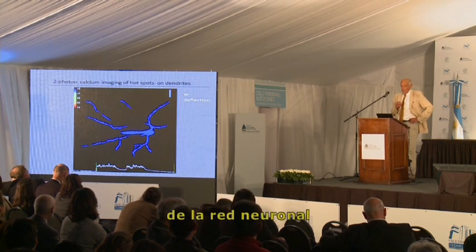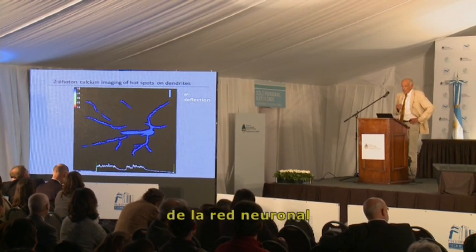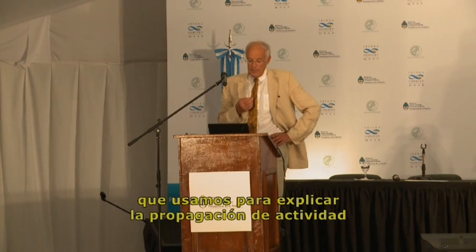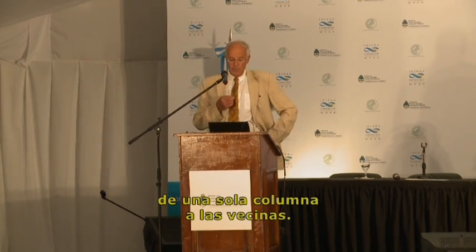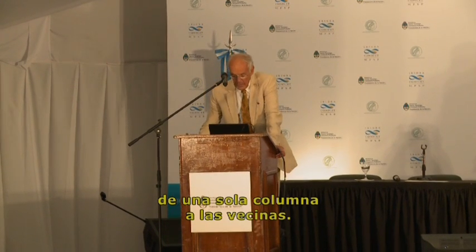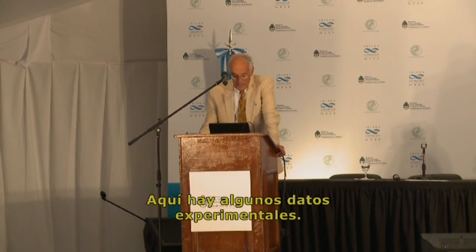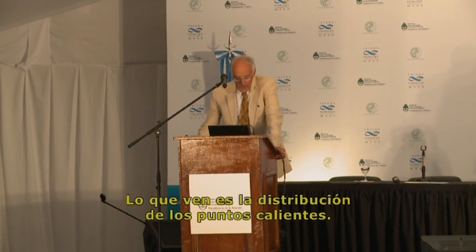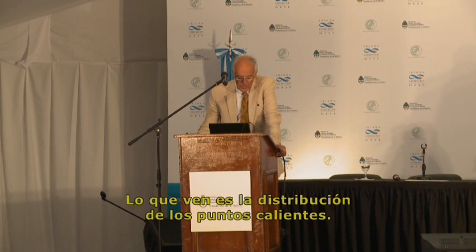of the neuronal net that we have used to explain the spread of activity from a single column to the surround column. Now, first, a few experimental data. What you see here is the distribution of what's called hotspots.